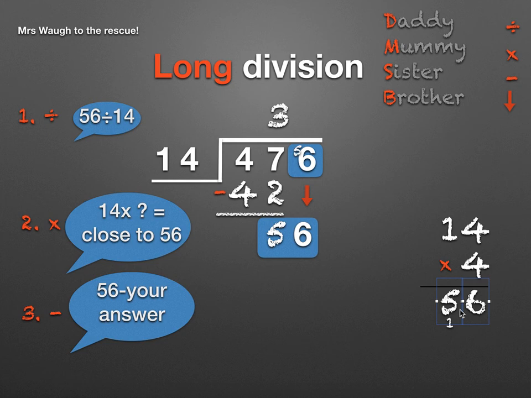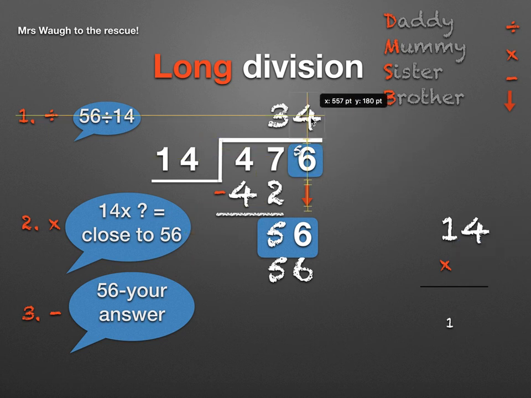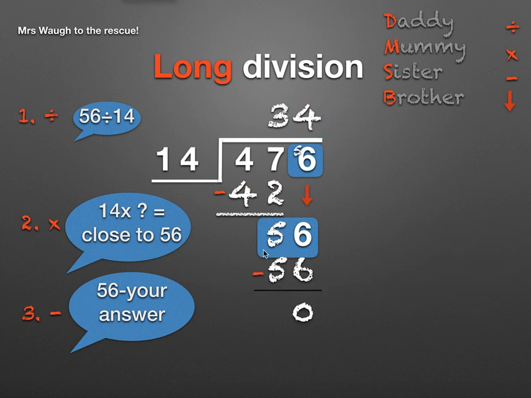So what we do with that is we put that down there. We know that 14 times 4 makes 56. So that goes up to there. And then, aren't we delighted that we know that 56, take away 56 is nothing, which means that 14 goes into 476 34 times with a remainder of nothing. And there is nothing left to bring down to do the next whole daddy, mummy, sister, brother. So your sum is complete.